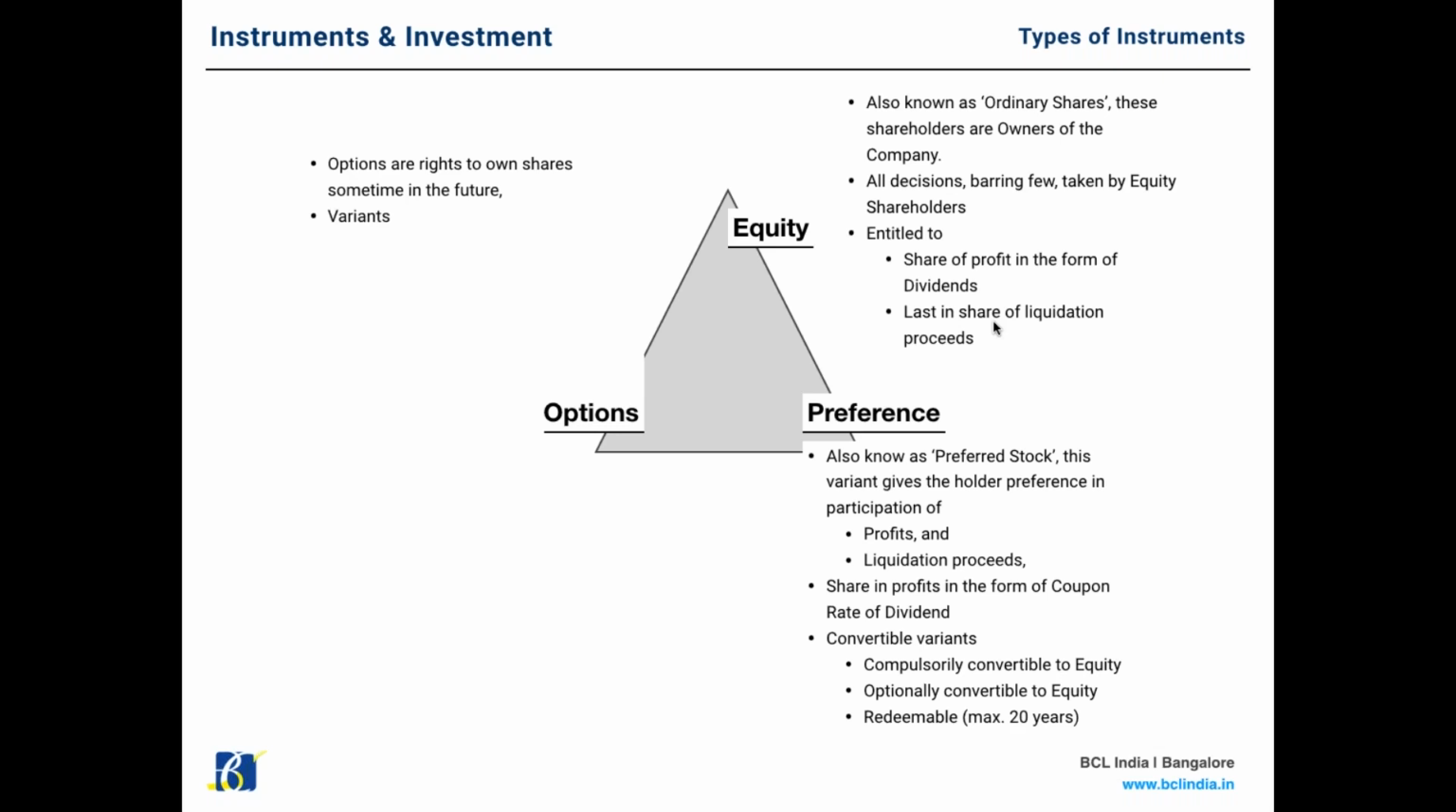Options, unlike equity and preference, which are direct rights in the company, are a right to buy these shares. So an option is a right to buy equity, or a right to buy preference, sometime in the future. The most popular variant of option is the employee stock options.